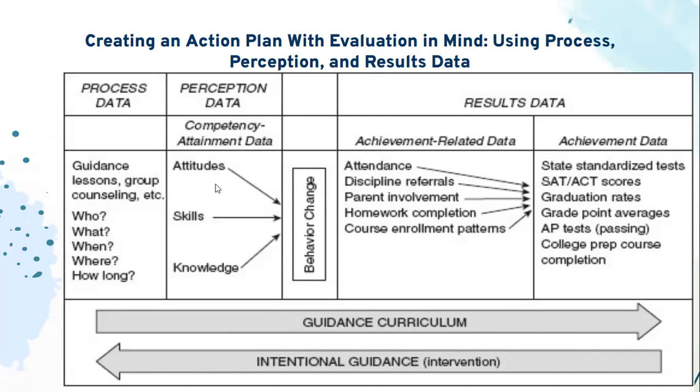And so again, changing the students' attitudes, helping them find the skills or learning new skills and gaining knowledge to change their behavior. So using that study skills session as an example, if the student is implementing those skills, it should then increase their attendance rate and homework completion to then have them have higher grade point averages, higher graduation rates, and then some of these other achievement data may also be impacted as well.